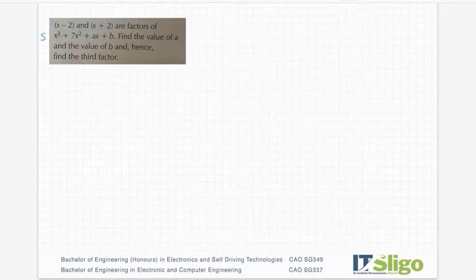Okay, well, if these are two of the factors, I know that if I multiply them together, I'm going to get a quadratic. And if I then divide the quadratic in there, I could get the third factor. Okay, that's one way of doing it. The other way of doing it is with equating coefficients. Okay, so I have three examples here now, 5, 6, and 7.